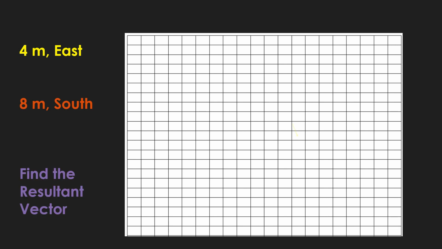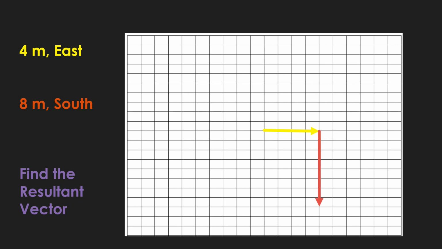Let's try our first example. We're gonna draw this on our grid. We're gonna add two vectors, 4 meters east and 8 meters south, and find their resultant vector. Before we start, we're gonna represent each grid as 1 meter. Let's start placing our vectors.